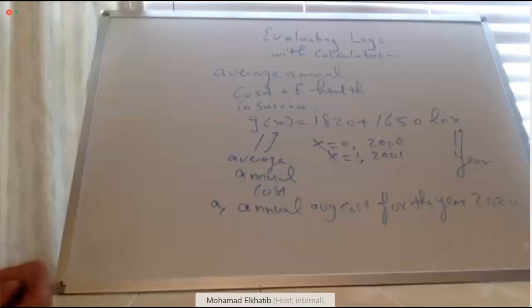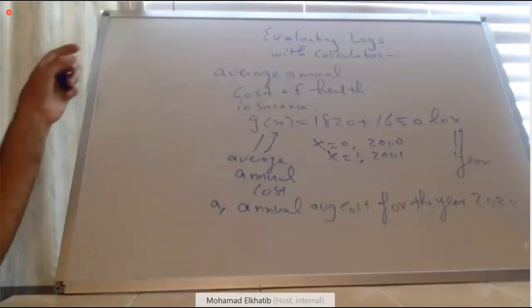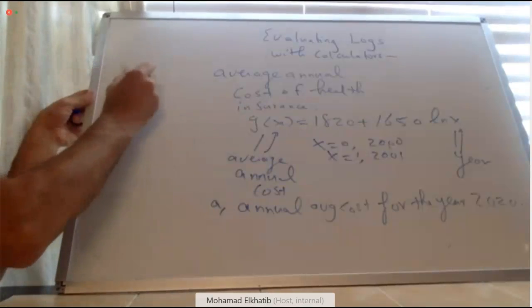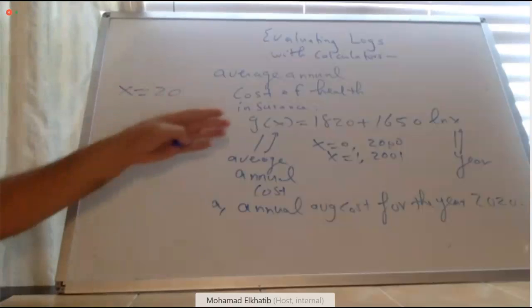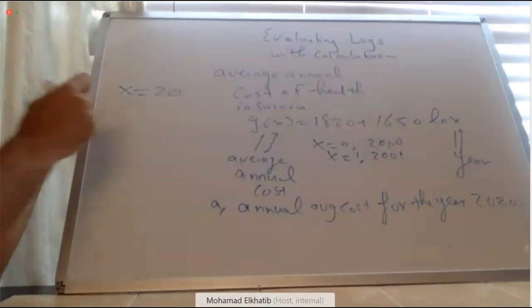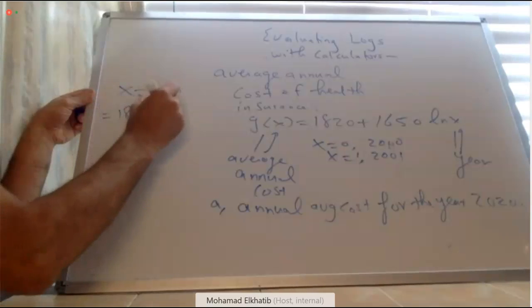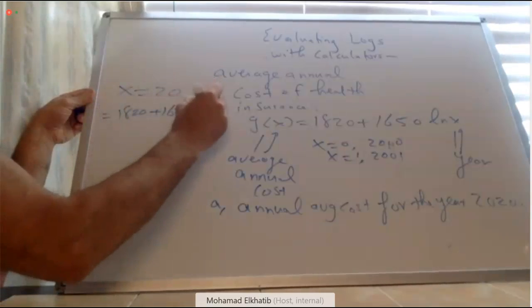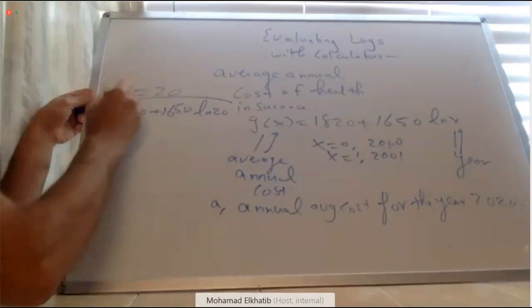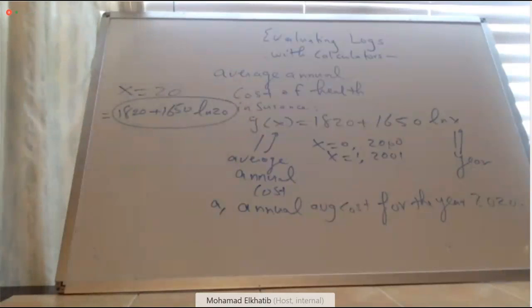So what would you do? If x equals 0 is 2000, 2020 means x equals 20. So all I gotta do here is just replace x with 20. So I'll have 1820 plus 1650 ln 20. So the answer to this will be my answer.